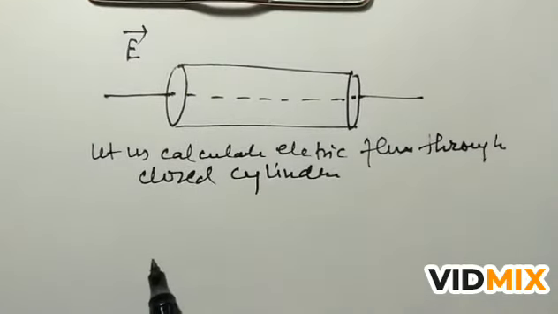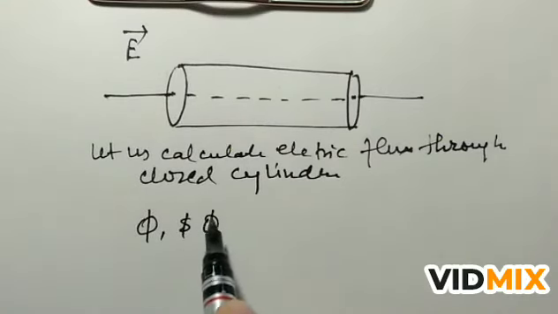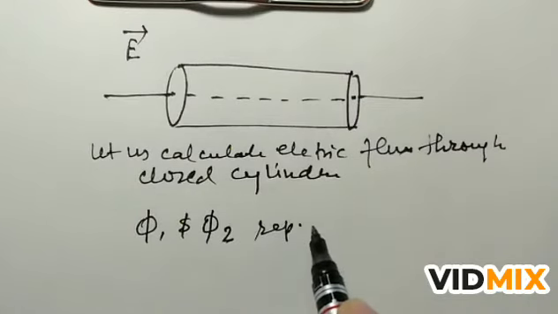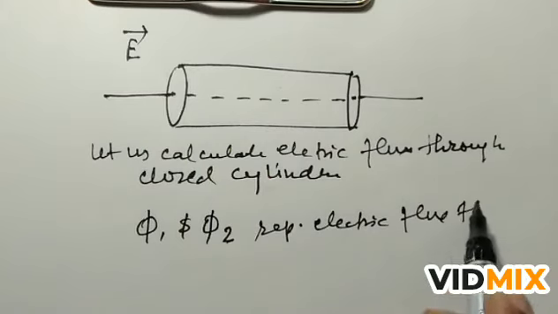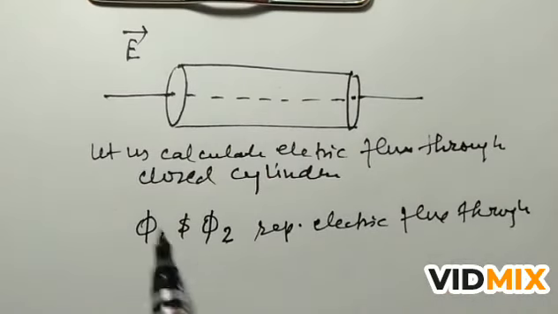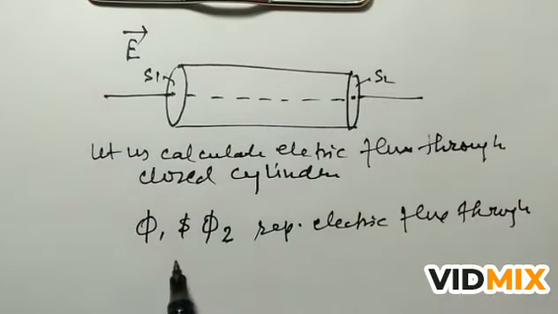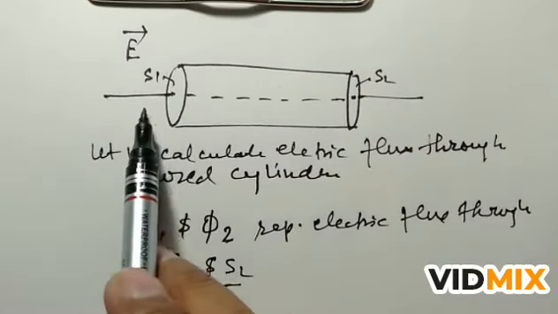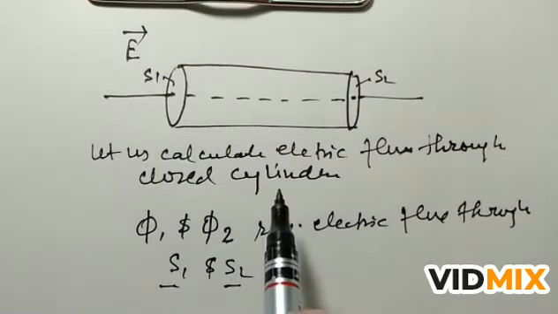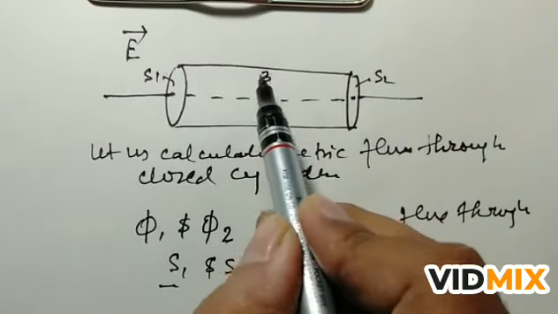So suppose phi 1 and phi 2 represent the electric flux through surface S1 and surface S2. From the two surfaces the flux is passing, phi 1 and phi 2. And this is the third surface, which is a curved surface.